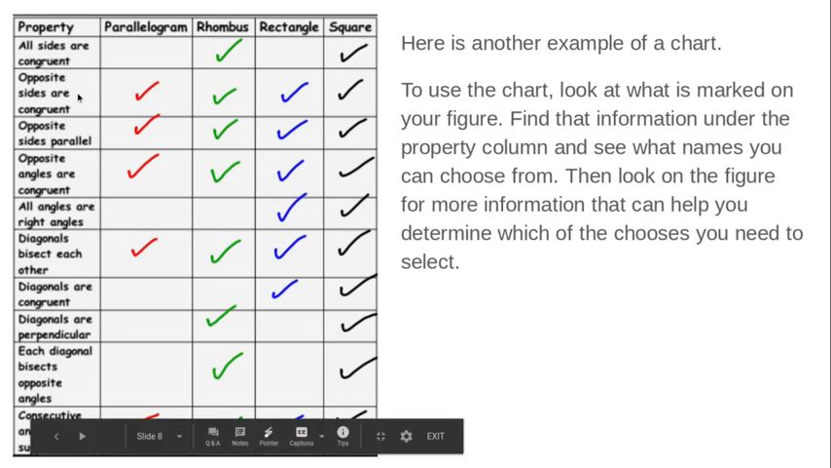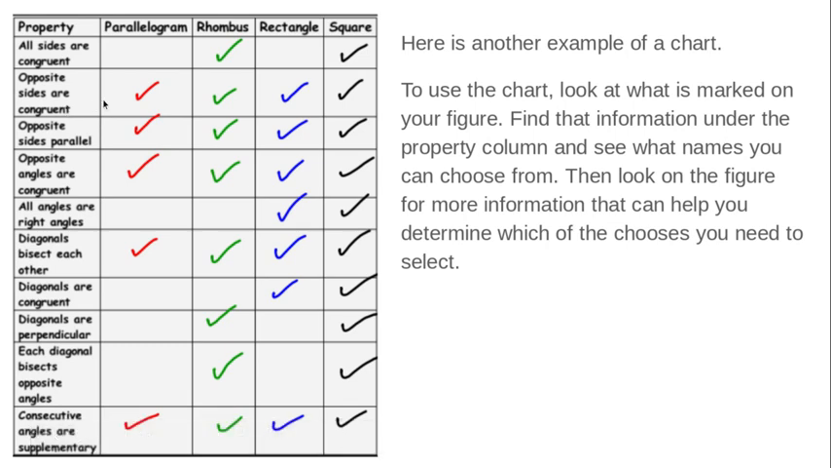So is it marked that opposite sides are congruent? Okay, well, then it could be anything with a check mark. If it's marked that all sides are congruent, then your answer is either a rhombus or a square, only one of those two. So then you'd go back and you'd look at what else is marked on your diagram, and that's going to help you figure out whether it's one or the other.